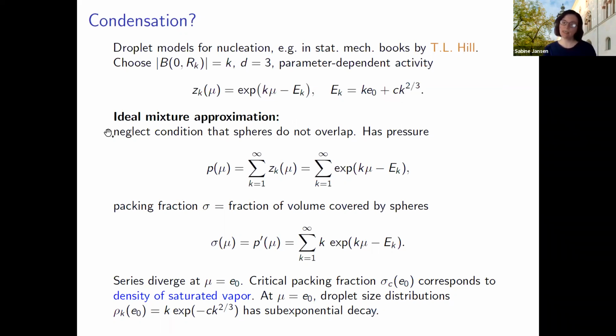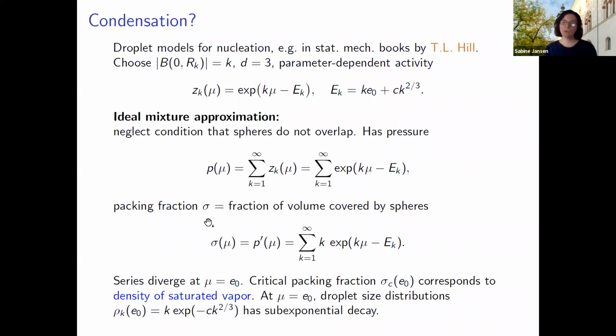Now, if I neglect the condition that the spheres do not overlap, so this is sometimes called the ideal mixture approximation, then, as I mentioned before, the pressure is simply the sum of the activities. Perhaps some of you remember from thermodynamics courses this law of additivity of the partial pressures in an ideal gas. And that would be simply the series sum over k of e to the k times mu minus e_k. And I'll come to divergence in a minute, or convergence.